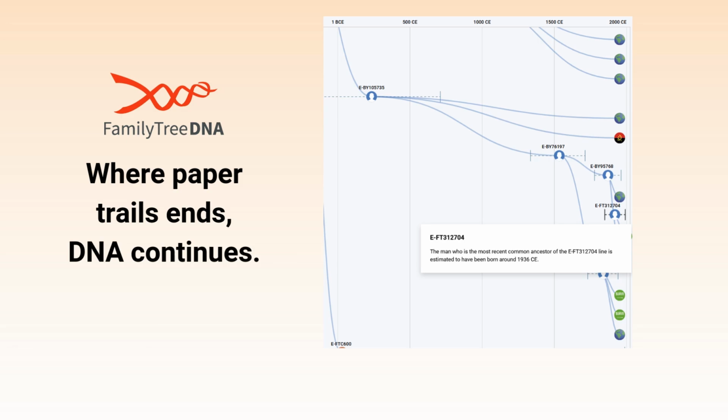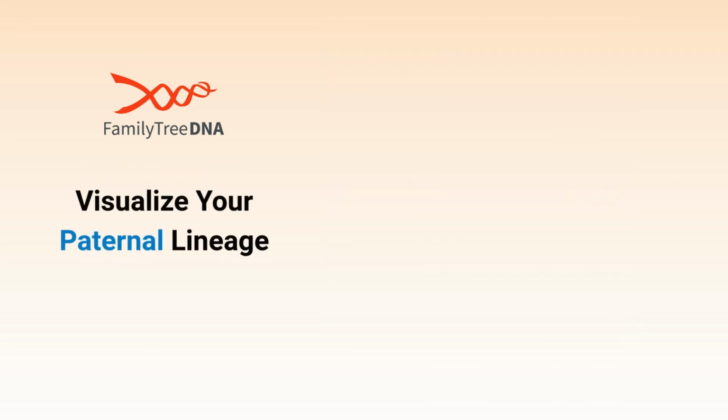But here's what this means for your genealogy. These aren't just fun facts. These are research tools that can help break through brick walls that traditional records can't touch. When paper trails end in the 1700s or 1800s, your DNA keeps going. When courthouse fires destroy records, your genetic signature remains intact.